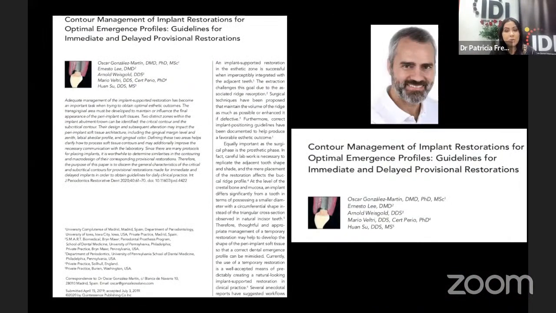Now we are going to talk about the provisional crown. I like this article that talks about contour management of implant restorations for optimal emergent profiles. This is also a guideline for immediate and delayed provisional restorations. What do we want when we place an immediate implant in the anterior area and we think of performing an immediate crown? What we want is to maintain the natural form of that area. Because if we do that, we will get really high aesthetic results.